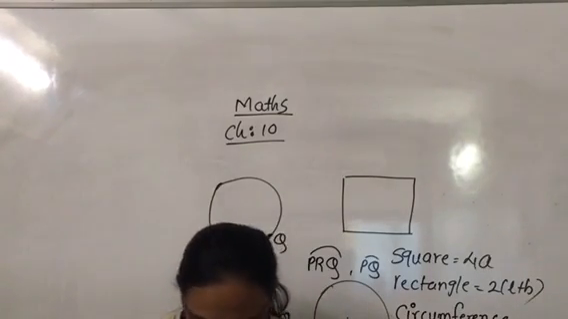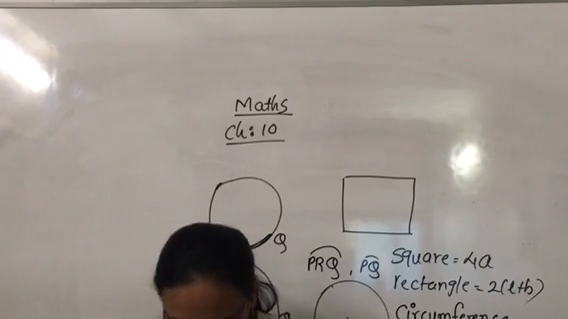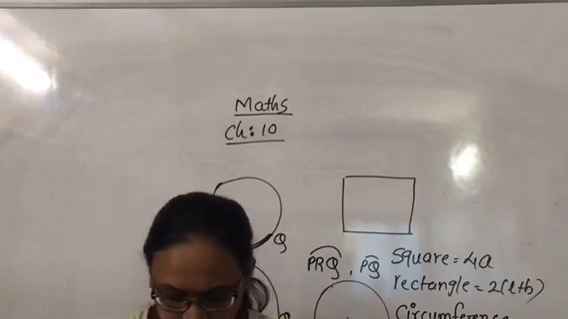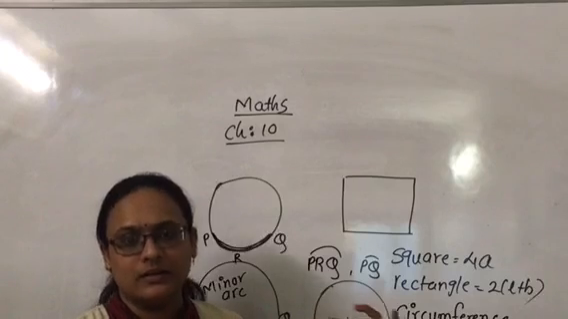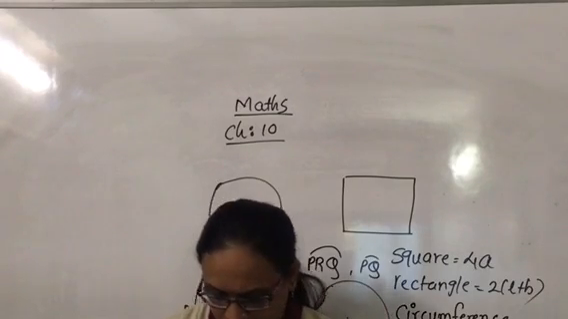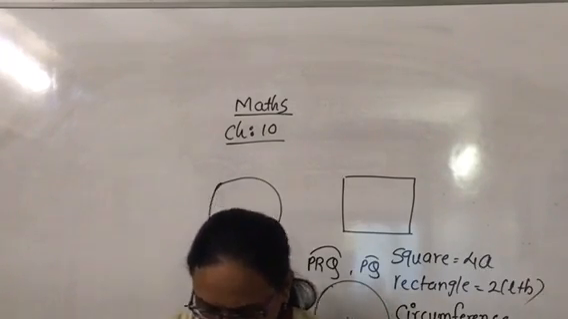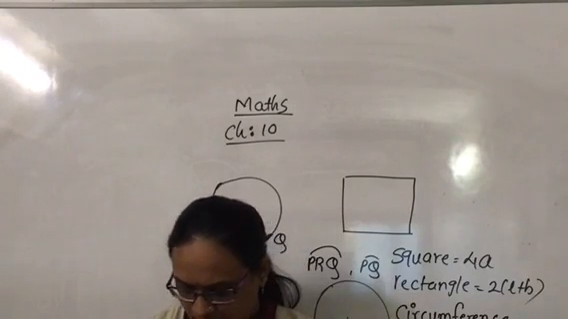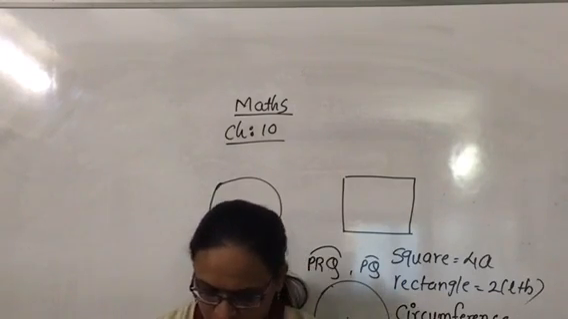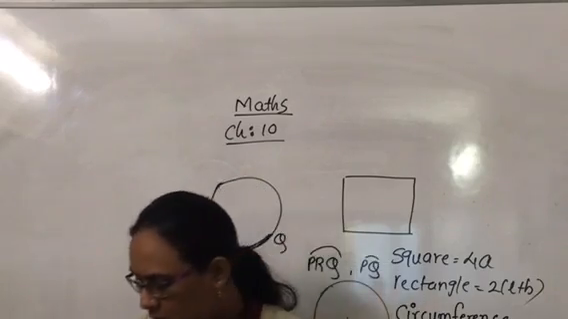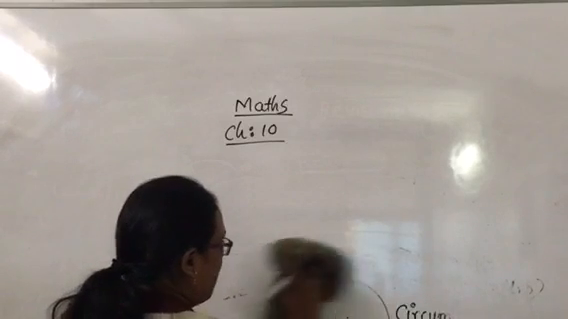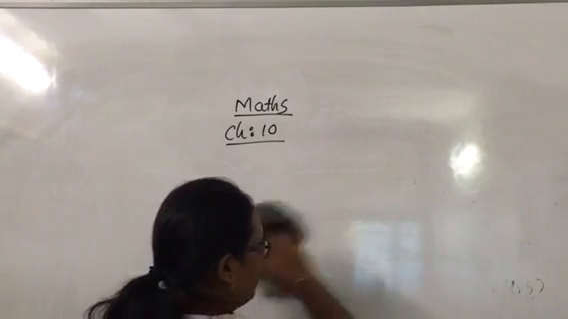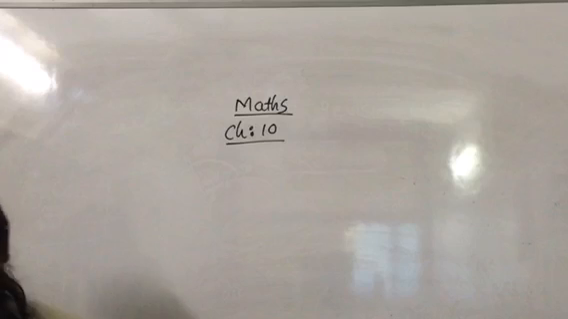The region between a chord and either of its arcs is called the segment of a circular region, or simply a segment of a circle. As I told you earlier, in figure 10.8 we have a chord PQ. So the one below is the minor segment and the one above is the major segment. What I told you earlier was slightly opposite. The smaller part is minor and the bigger part is major.